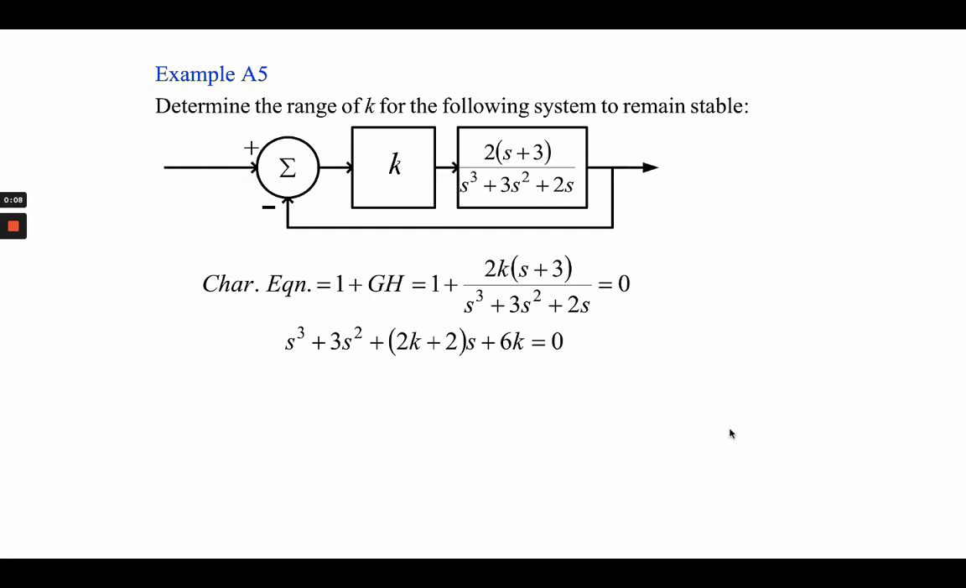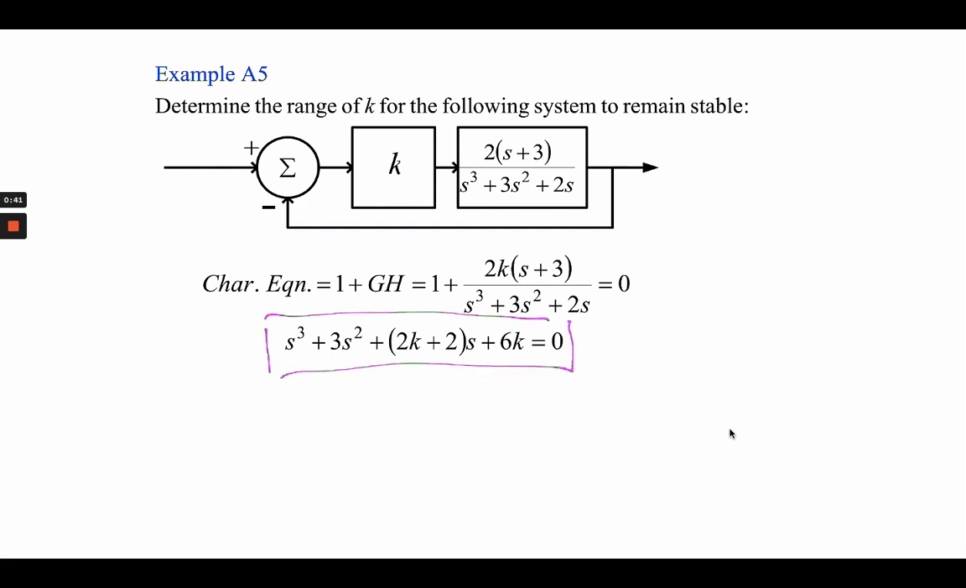So you have this block diagram here where you have a system plant. We have (2s + 3) over (s^3 + 3s^2 + 2s). And then from this, we can find the characteristic equation. We know that the closed loop system is given by G over 1 + GH. So we take the denominator, 1 + GH = 0, as the characteristic equation. And we have this polynomial as our characteristic equation.